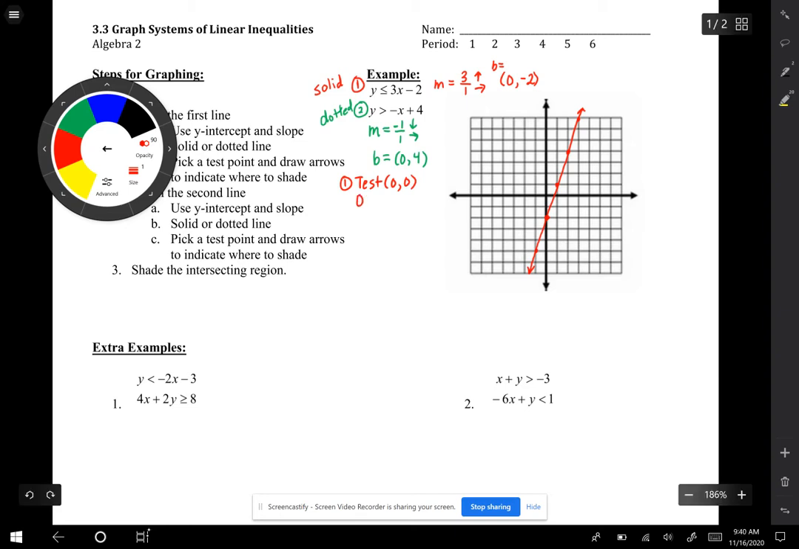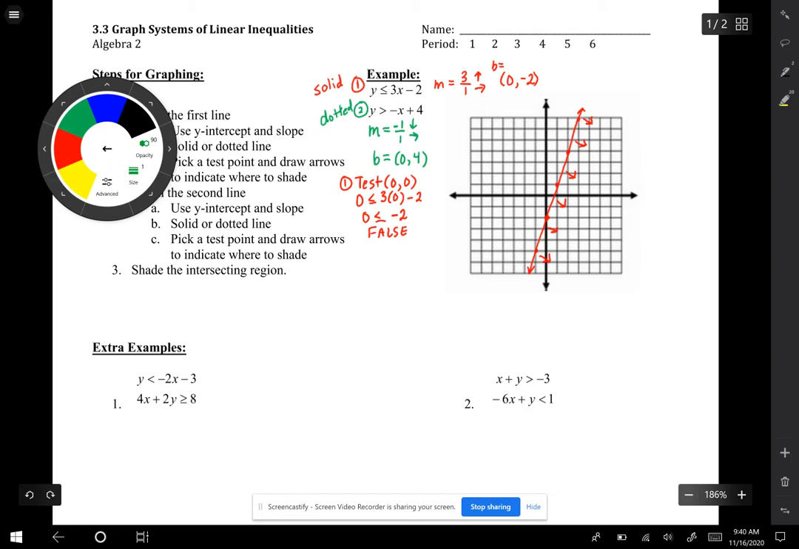So y, 0, less than or equal to 3 times x, which is 0, minus 2. 0 less than or equal to 0 minus 2. That is false because we know 0 is greater than or equal to negative 2. So (0, 0) is false. Therefore, all the points on that same side of (0, 0) are false. This is the true side. So we don't shade the true. We just draw arrows indicating where we would be shading.